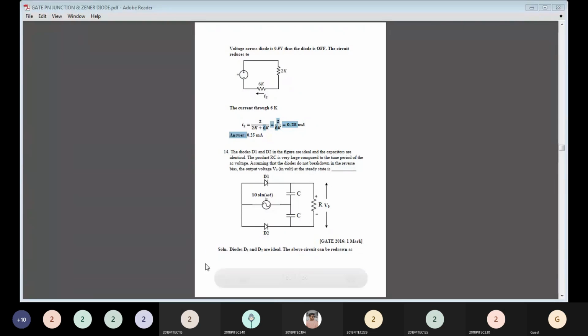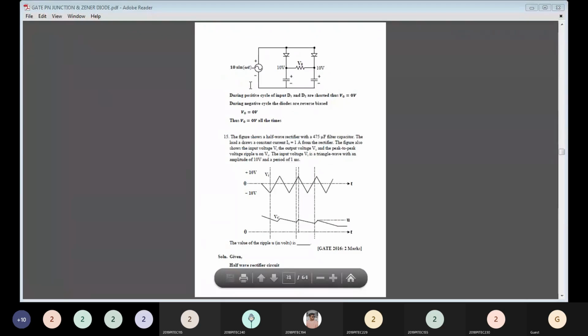The solution: diodes D1 and D2 are ideal. The above circuit can be redrawn like this, as shown in the figure. During the positive cycle of the input, D1 and D2 are shorted, thus V0 equal to 0 volt. During the negative cycle, the diodes are reverse biased, obviously V0 equal to 0 volt. Therefore, V0 equal to 0 volt at all times.